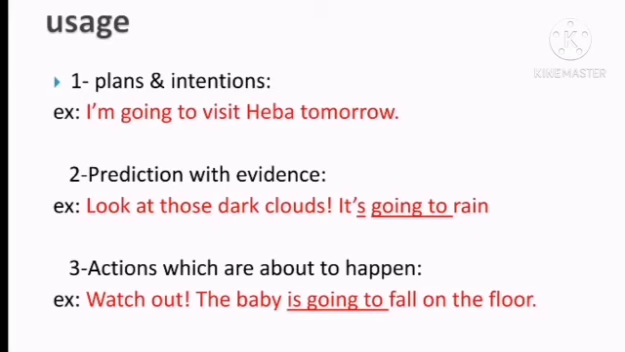Second, we can use it when we make predictions with evidence. Like what? Look at those dark clouds. It's going to rain. So once I see dark clouds in the sky, I can say that it's going to rain. The third, when we have actions which are about to happen. Watch out! The baby is going to fall on the floor. There was a baby sitting on a sofa and he's about to fall, so I said the baby is going to fall on the floor. So we use it for plans and intentions, for predictions with evidence, and for actions which are about to happen.